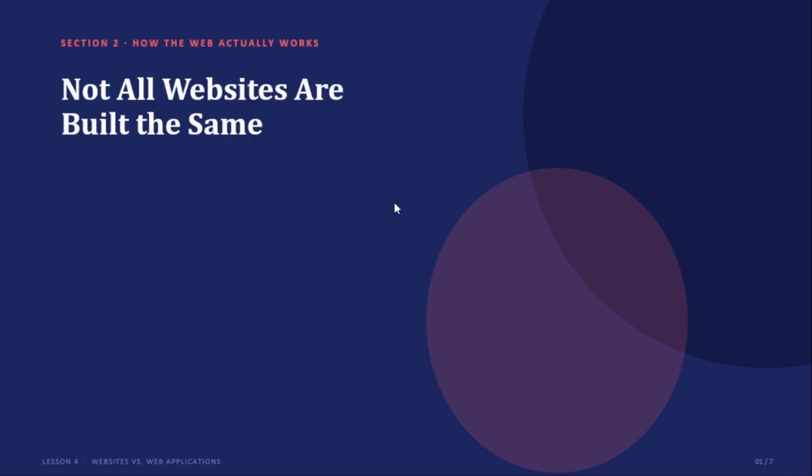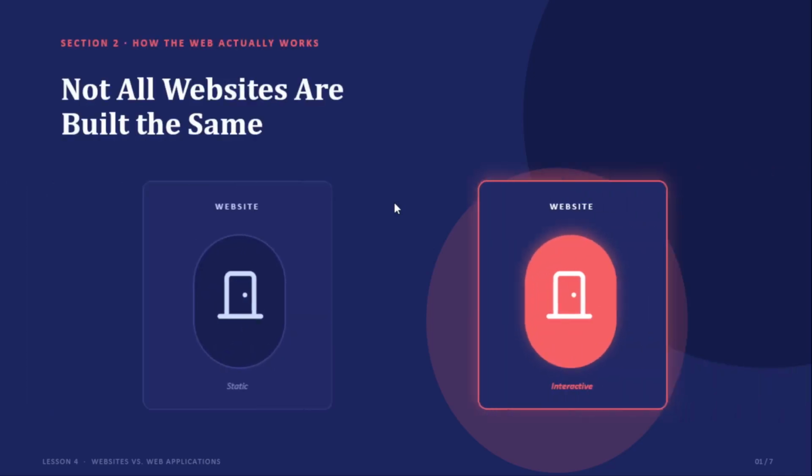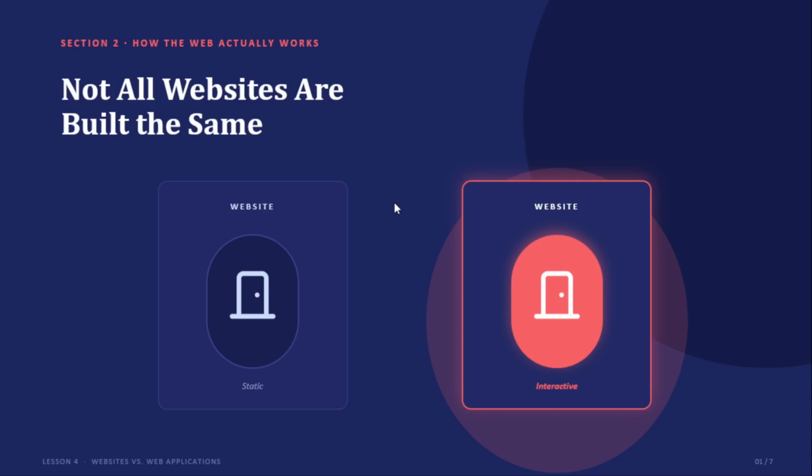When people say website, they are actually talking about two pretty different things. Some websites just tell you something. Others let you actually do something. Let's break down that difference.